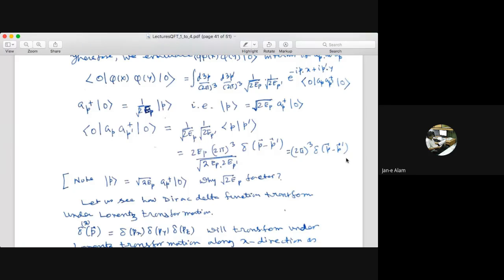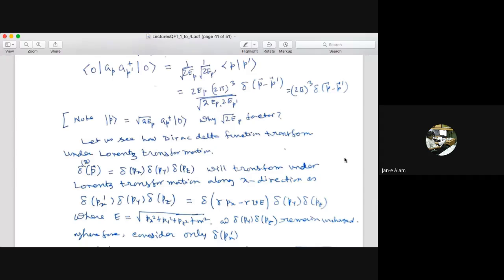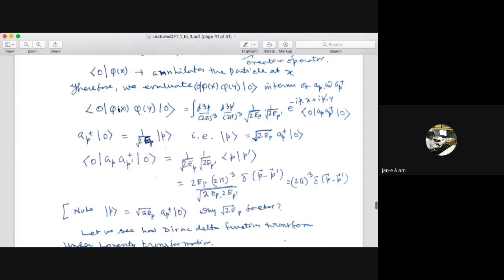So this is what will come, and you can see that because of the Dirac delta function, you can use the trick that p should be equal to p prime. So this √(2E_p) into √(2E_p) will give me 2E_p, and the factors will get cancelled, and we'll get this.